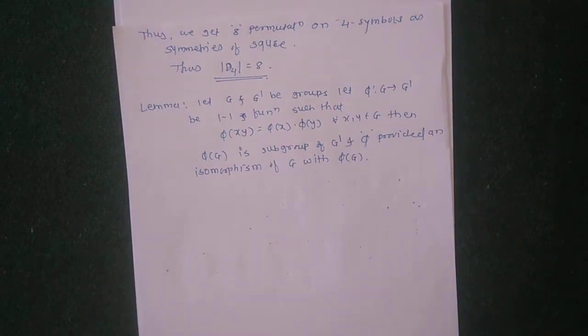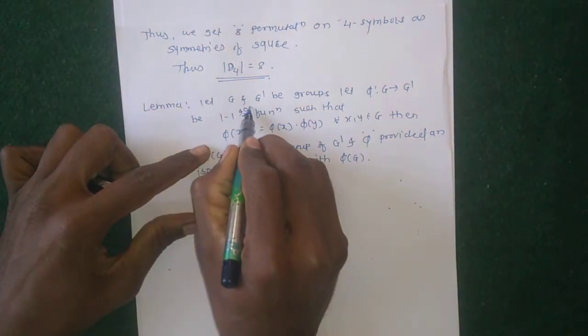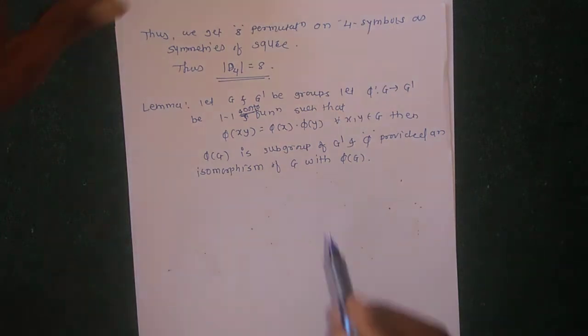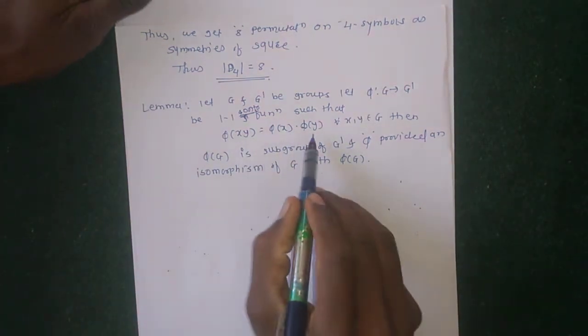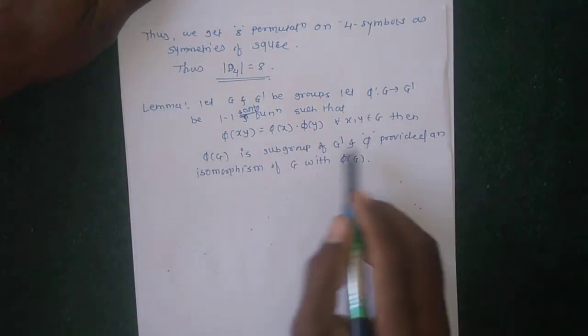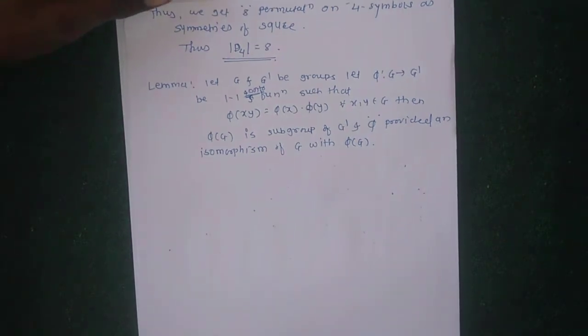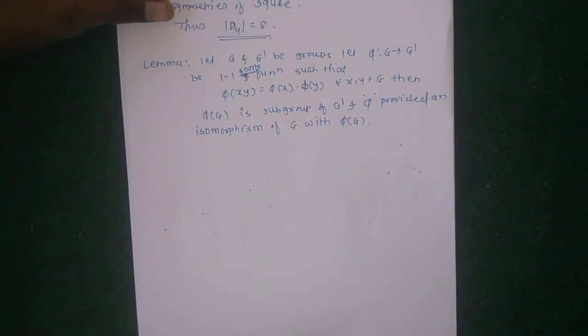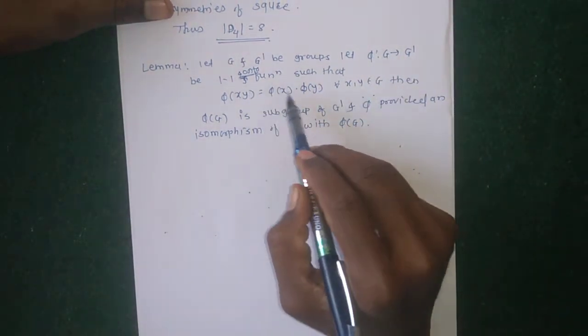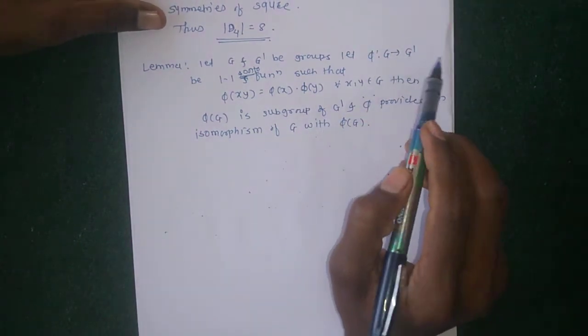Okay, the lemma says that G and G' are given as two groups, and the function phi from G to G' is one-one and onto, such that phi of xy equals phi of x into phi of y. This is the homomorphism condition. Then phi of G is a subgroup of G', and phi provides an isomorphism of G with phi of G, meaning G and G' are isomorphic. So if the given function phi from G to G' satisfies one-one, onto and homomorphism, then G and G' are isomorphic.